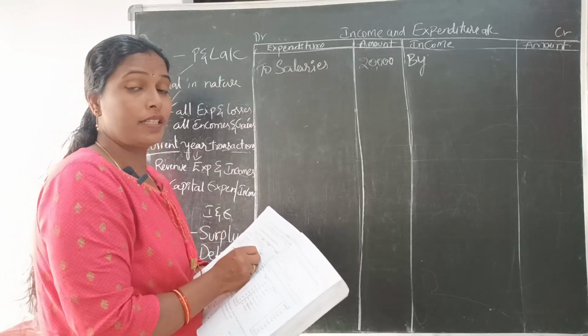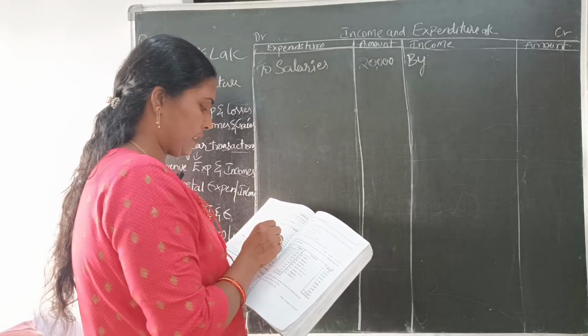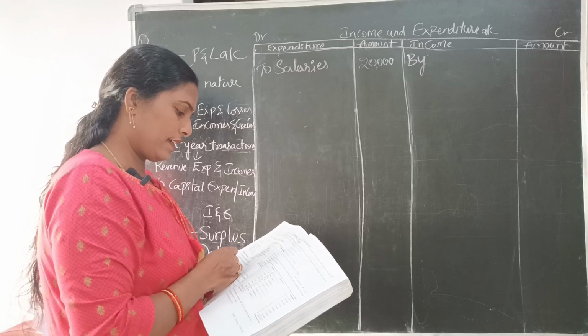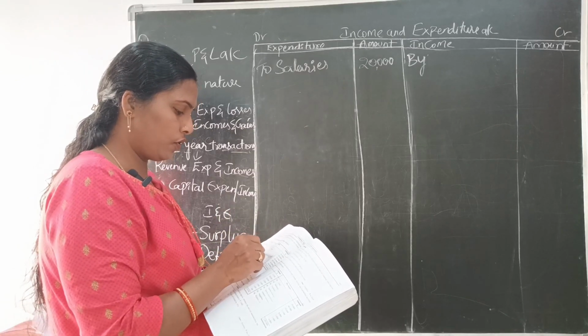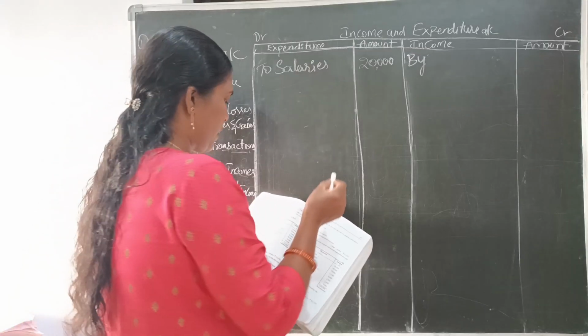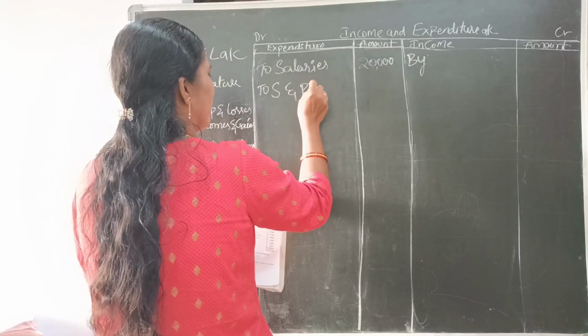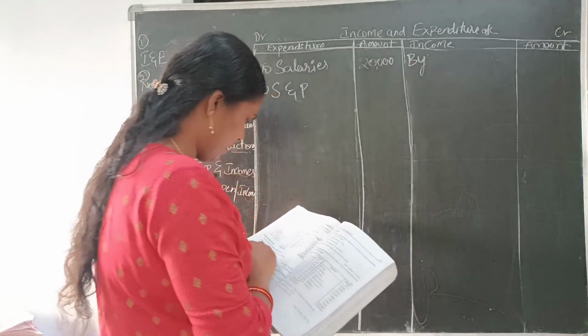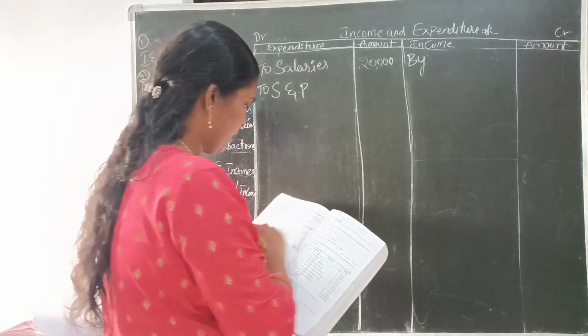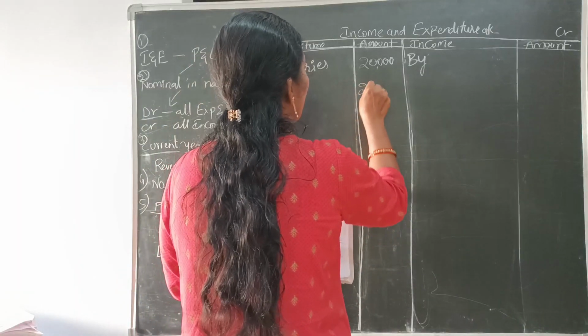Next, fixed deposit is an asset, so we don't take it. Purchase of furniture is also an asset, and purchase of shares is also an asset, an investment, which we need to show in the balance sheet. Now stationery and printing, which I'm writing in short form, is 20,000. There is no adjustment, so simply write the full amount of 20,000.